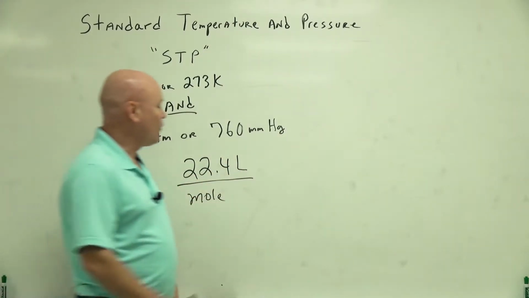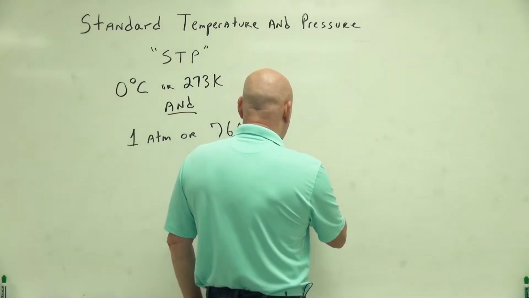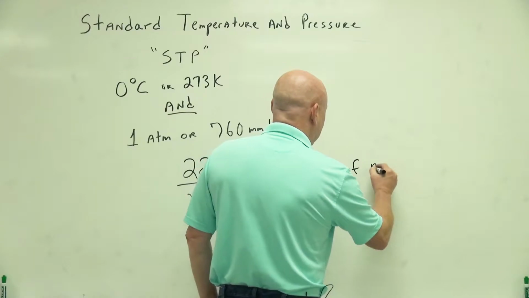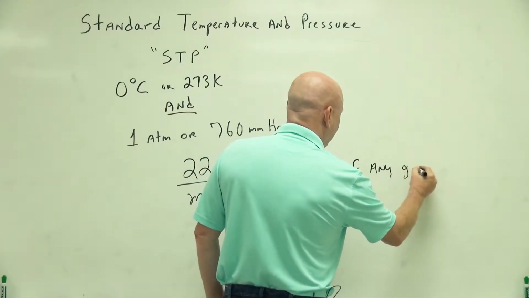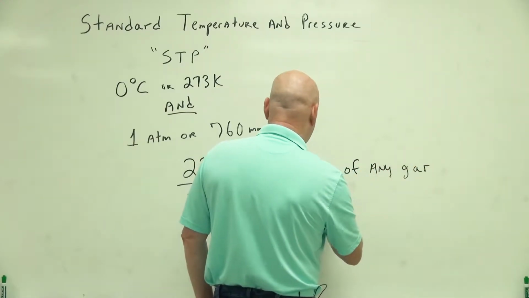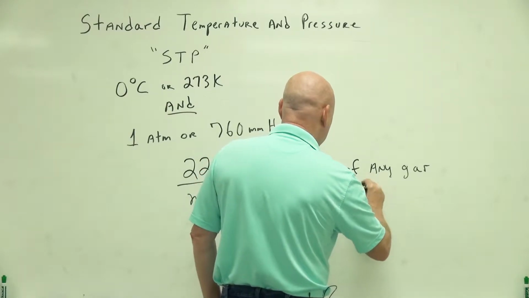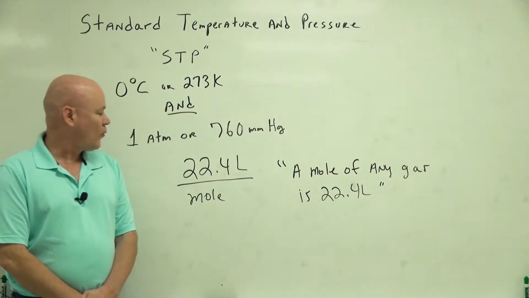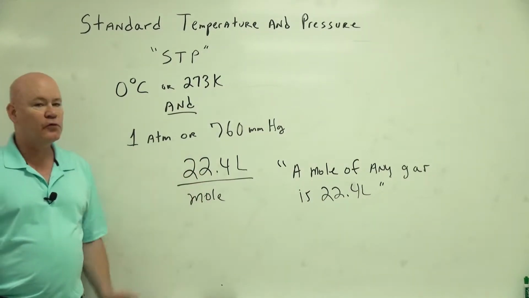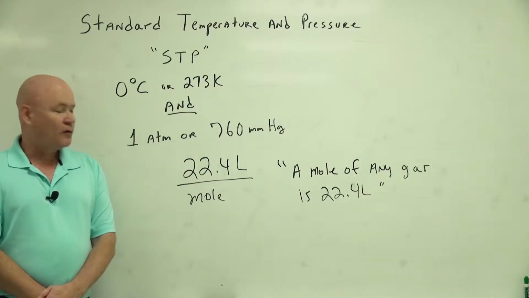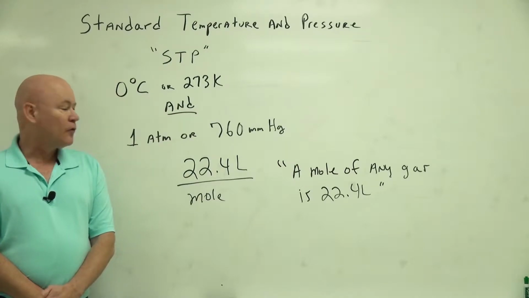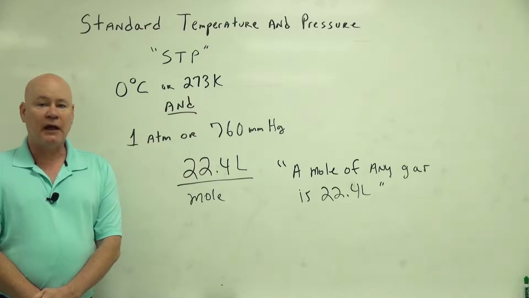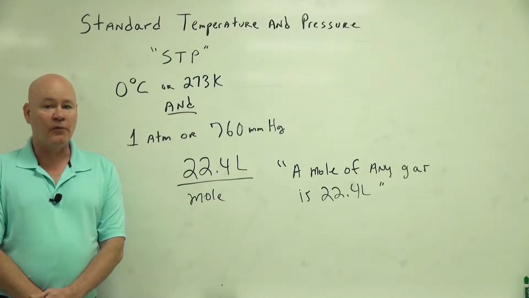And in words, we would say that a mole of any gas is 22.4 liters. So a mole of any gas is 22.4 liters. This is a very handy conversion when you're going back and forth between moles and liters. It actually comes from the ideal gas law, and let me show you how it comes.